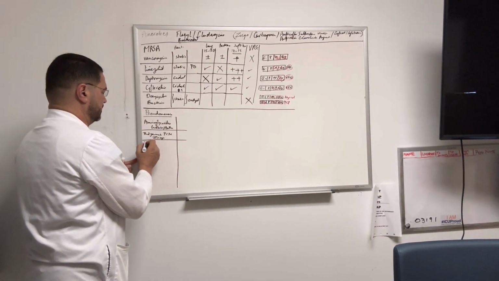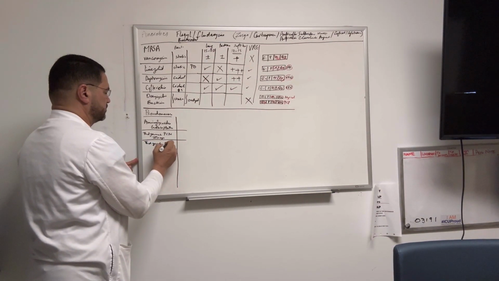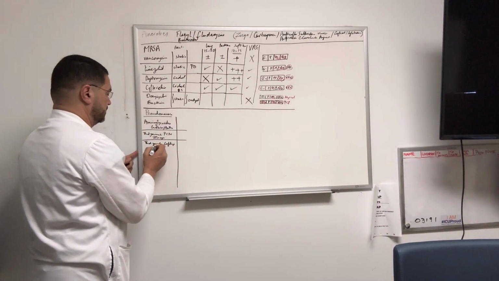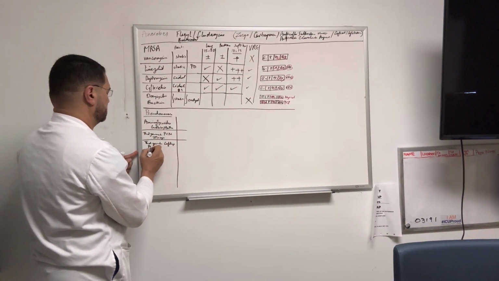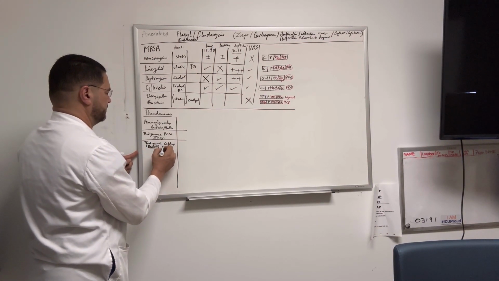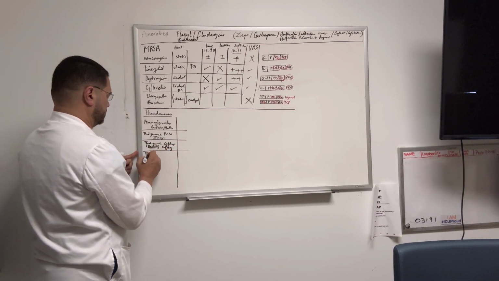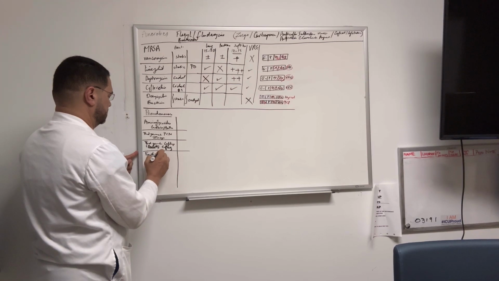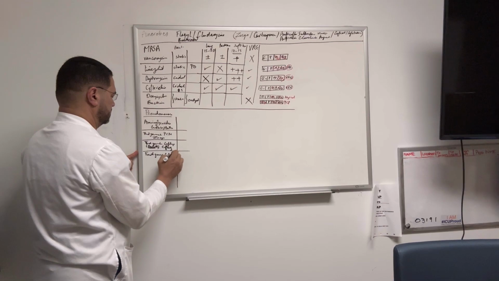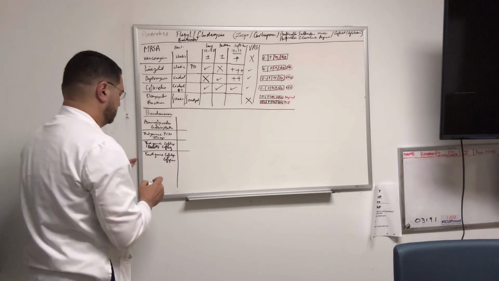And then we have third generation cephalosporins, but not all of them. So I'm going to say partially, not all of them. The only one from the third generation cephalosporins that covers is ceftaz. And then fourth generation cephalosporin, and that's cefepime.